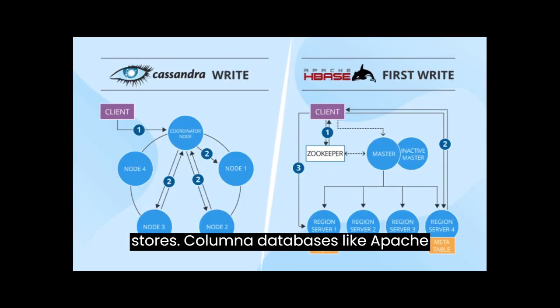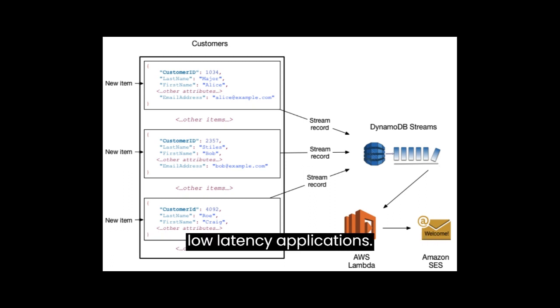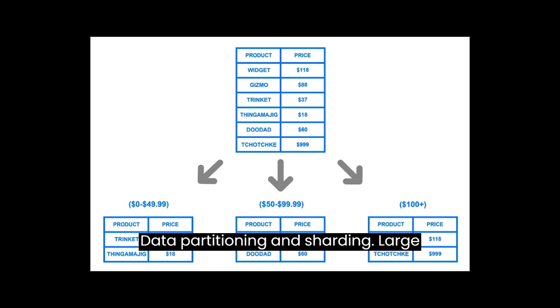Columnar databases like Apache Cassandra and Apache HBase are optimized for read-heavy workloads and are commonly used for time series data or data with a large number of columns. Key-value stores like Redis and Amazon DynamoDB store data as key-value pairs and are often used for caching and low-latency applications.